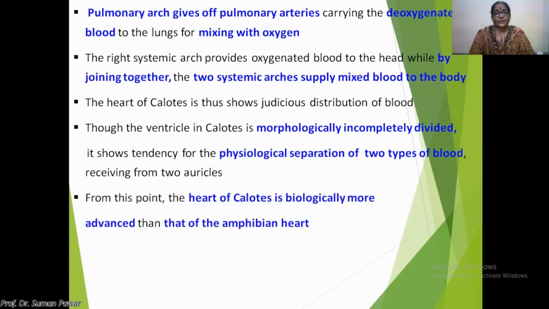And from this point only, the heart of Calotes is biologically more advanced than the amphibian heart. Thus, in today's session, we have discussed circulation, its definition, its type, the structure of the heart in Calotes, and the working of its heart and mechanism of circulation of blood through different heart chambers in Calotes versicolor.